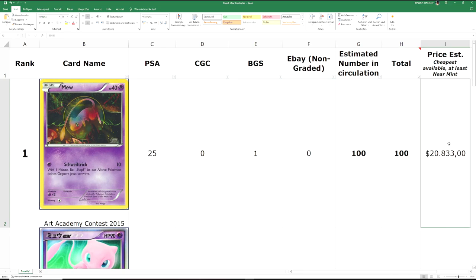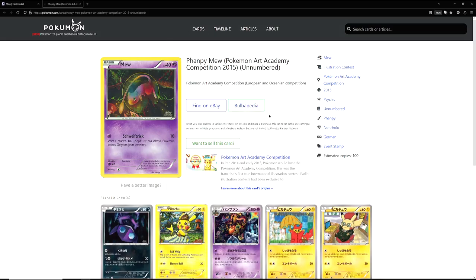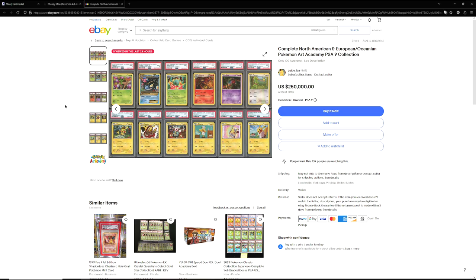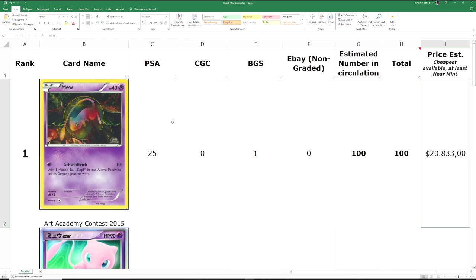The cheapest one that I could find is $20,833. That might seem like an odd price. That price was from a bundle. So let me just find the auction. The price for the Rank 1 Mew came from this auction right here. This is all 12 cards from the 2015 competition, and it's $250,000. But if you calculate the value of each individual card, which I would rank equally, it would be $20,833. Mind you, though, first off, it's only a PSA 9, and you would have to buy all of the other cards.